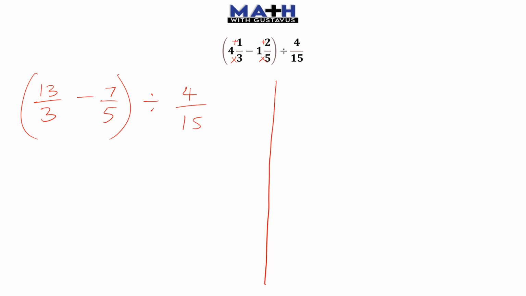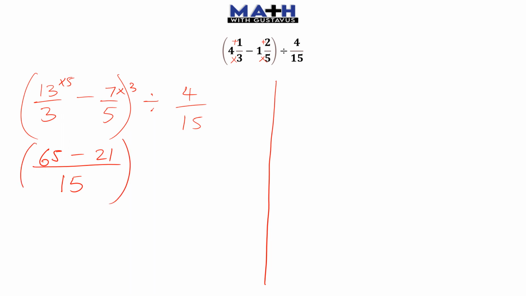Now, in parentheses, we have subtraction. Now, remember when we're subtracting, we need to find a common denominator. Now, the lowest common multiple of 3 and 5 is 15. Now 3 into 15, that goes 5 times, and 13 times 5, that is 65, minus, then we're going to divide 5 into 15, that goes 3 times, so 7 times 3, that's 21.